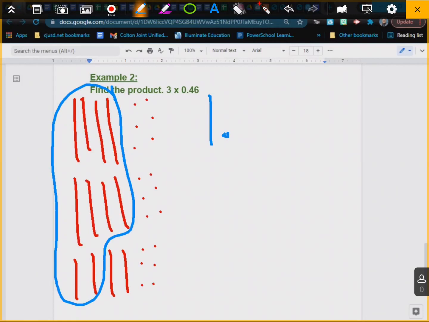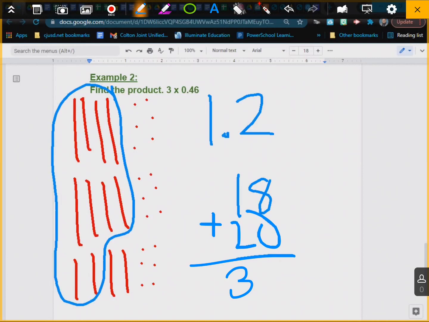have 1, 2 left over, 1.2, and then 6, 12, 18. Well, I have to put that 18 into that 20, which is 20, right? So it's going to be 3, 8. So that 2 changes to a 3. And that 8 stays the same. Okay? So that's how you use a model.